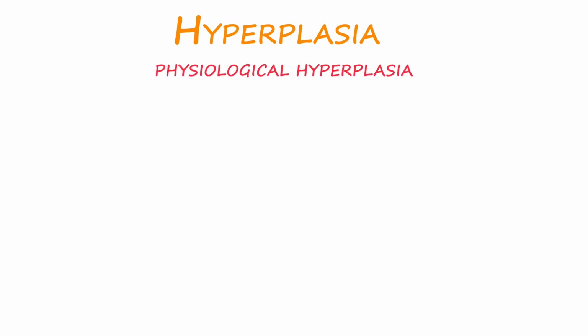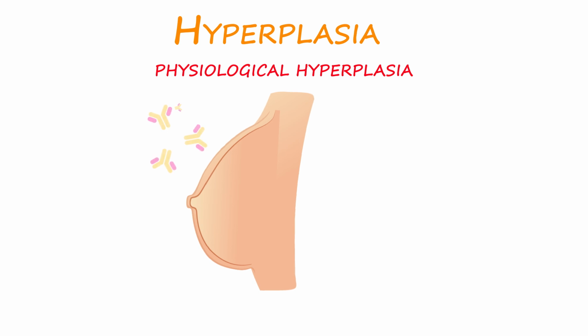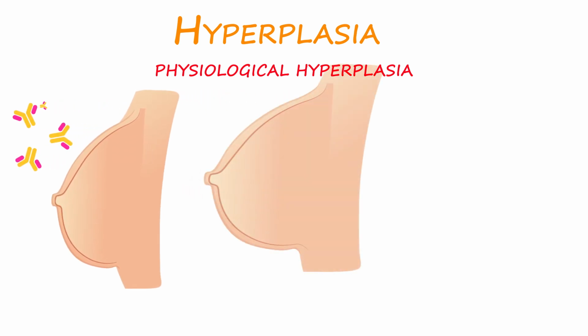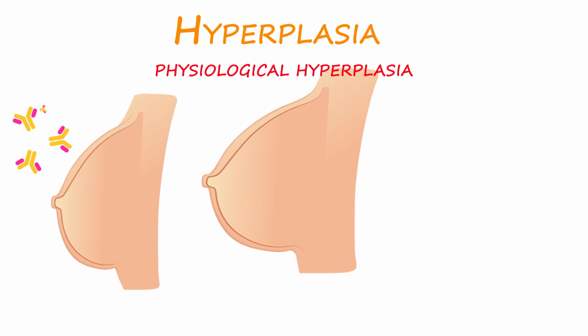Physiological hyperplasia refers to the normal, controlled increase in cell numbers that occurs as part of healthy bodily functions. One common example is breast development during puberty and pregnancy. In response to hormones like estrogen and progesterone, breast tissue undergoes significant hyperplasia, increasing the number of epithelial cells.